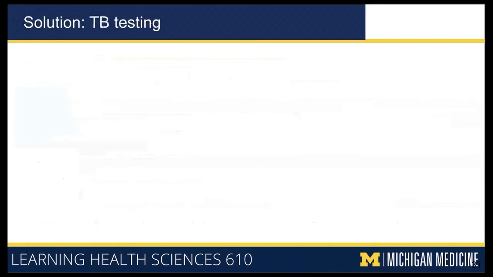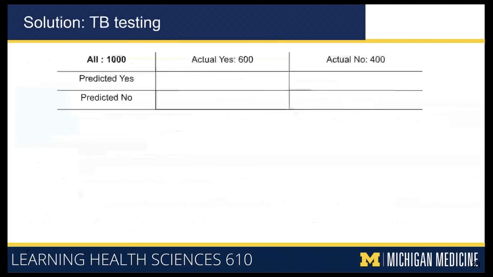Okay, let's look at the solution for this exercise on TB testing. You are told that there are 1,000 patients, 600 of them are tuberculosis patients, 400 are healthy patients. So in this contingency table, you have a 2 by 2 table here. There are 1,000 patients in all. The actual yes is 600, actual no is 400. The next line is 80% of those that are tuberculosis patients are tested as positive. The rest are tested negative.